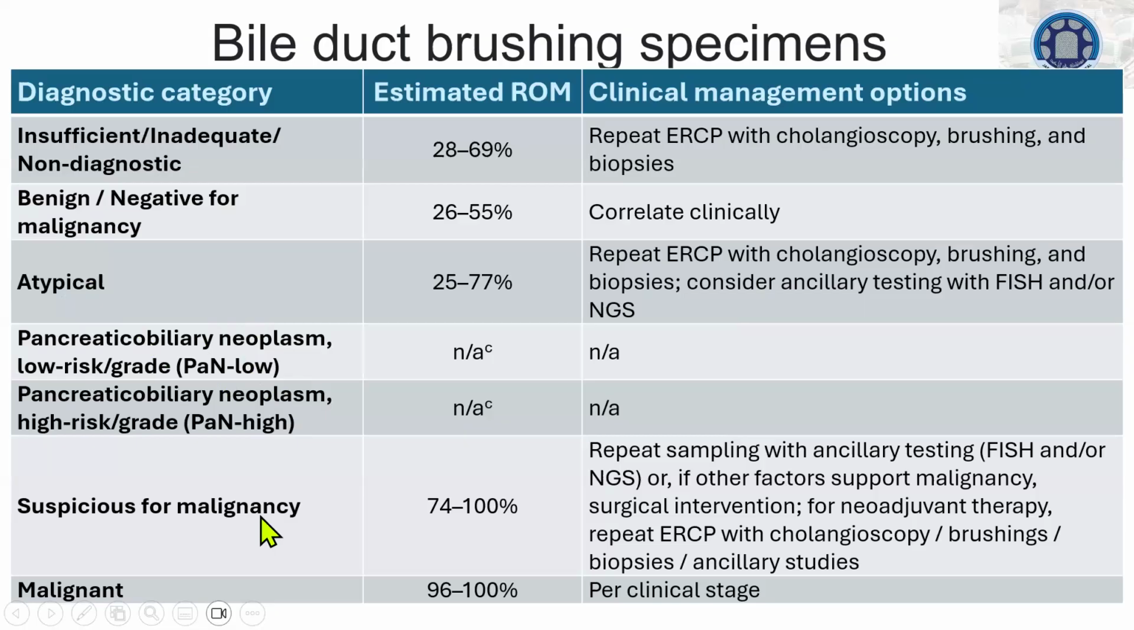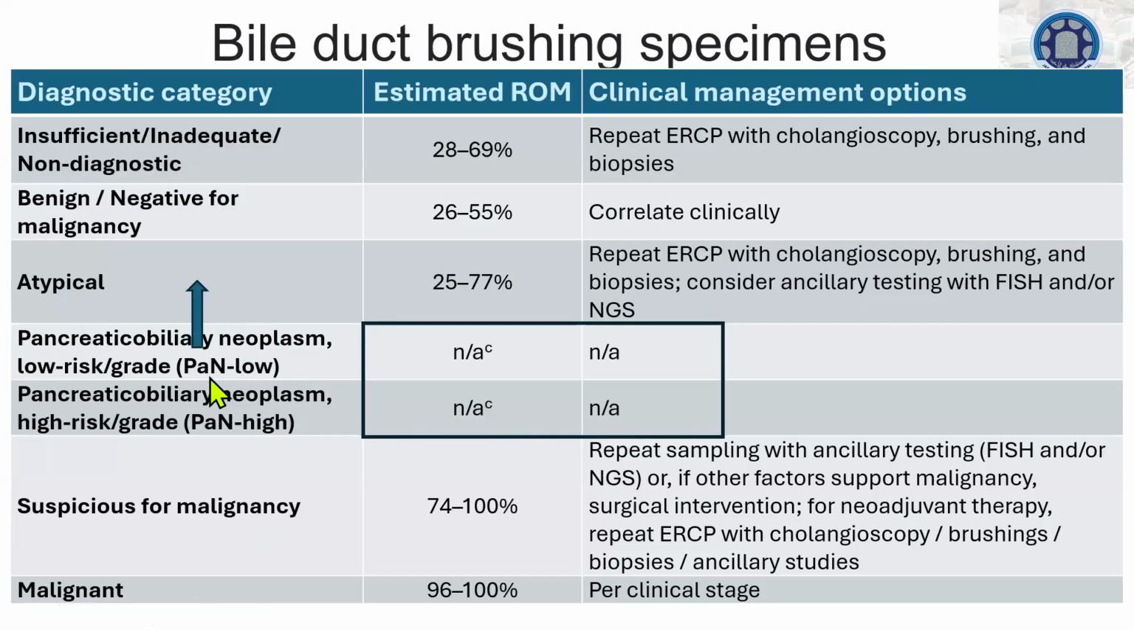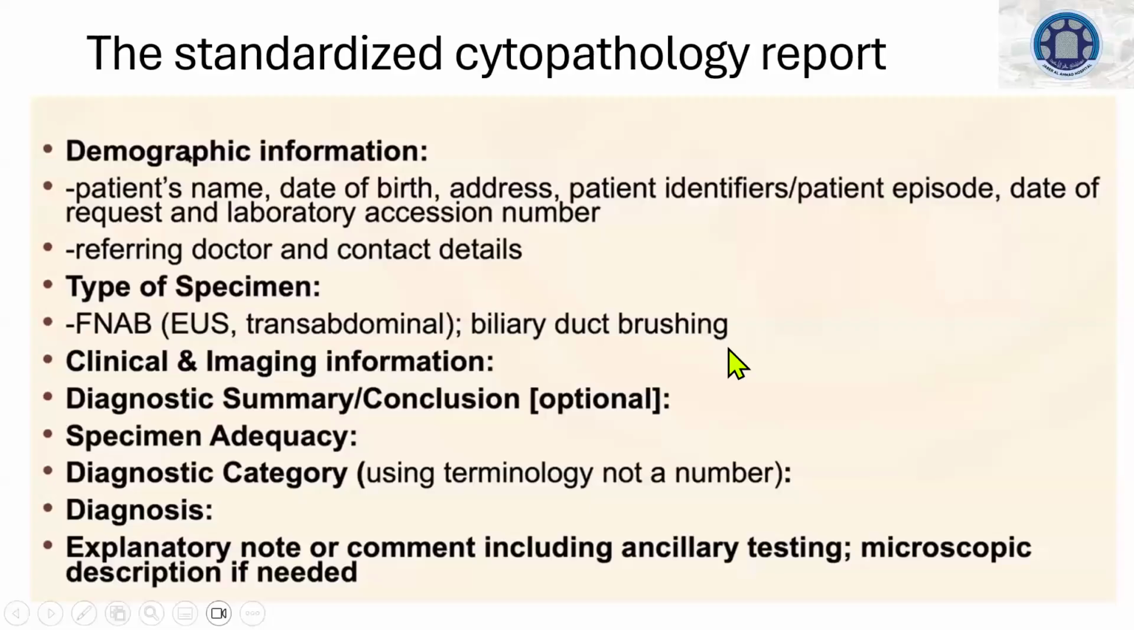I will say this again and again in case you are having doubt. And then towards the end, if you didn't understand, I will explain it again. So any PanIN-low category will go to atypical. Any features of PanIN-high will go to suspicious for malignancy in case of bile duct brushing. This doesn't apply to bile duct brushing. This is for pancreas. And how should you write a standardized cytopathology report?